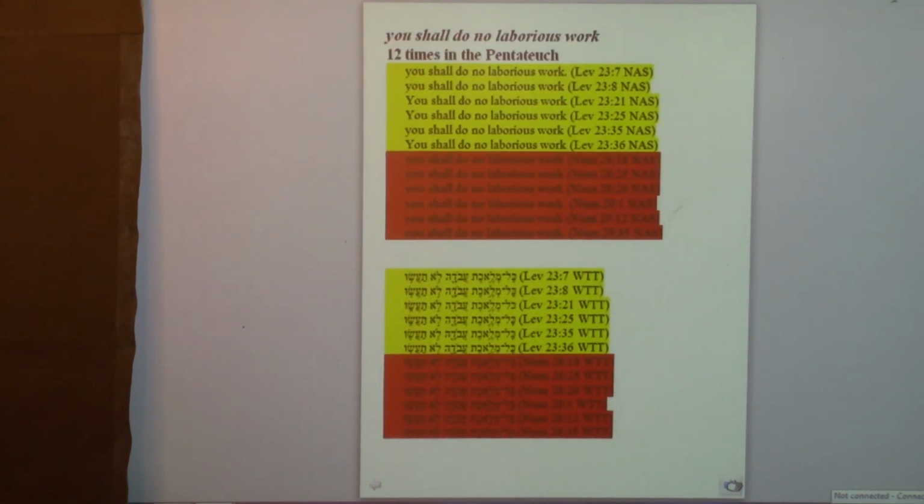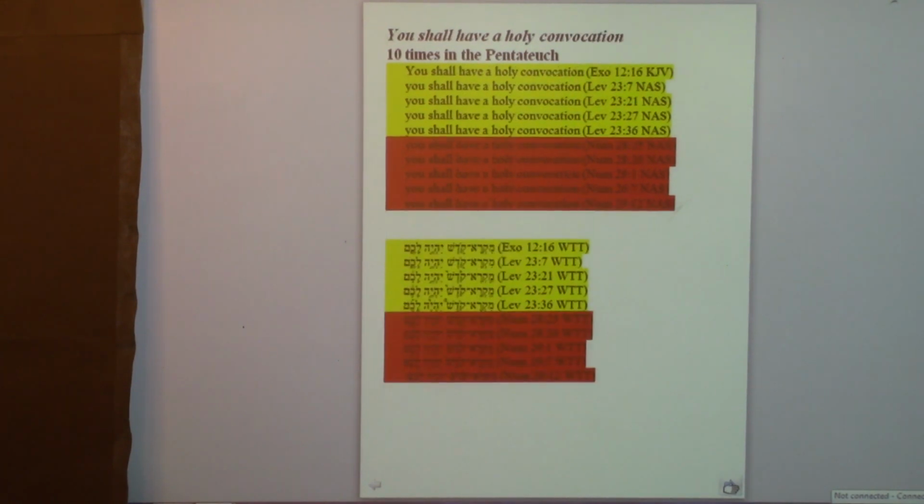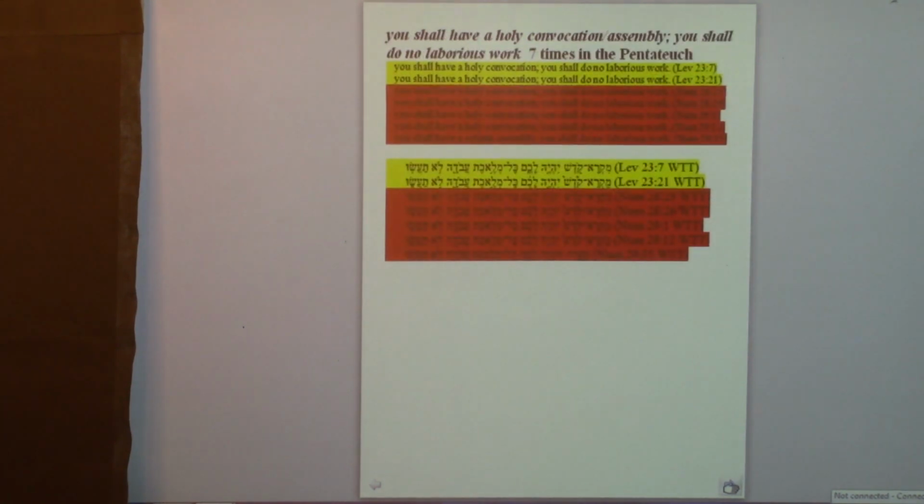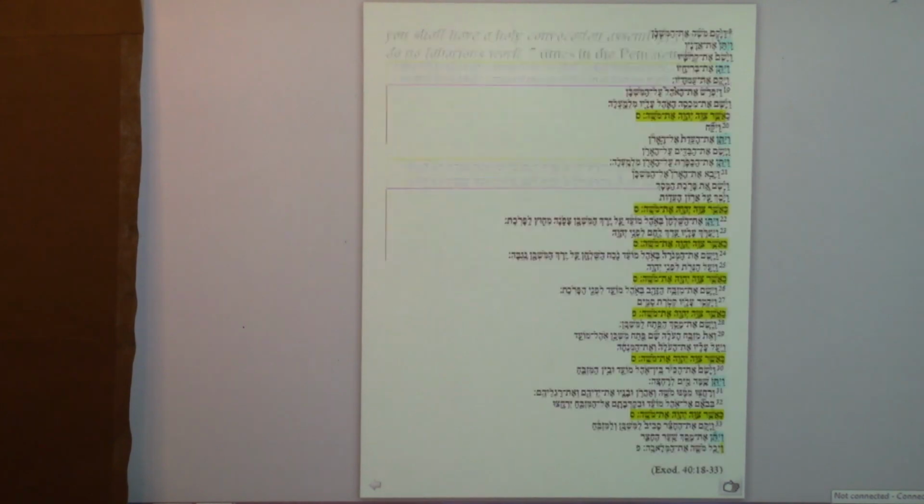You shall do no laborious work, 12 times. Look at the redactor supposedly contributing that. That's absurd. You shall have a holy convocation, 10 times. Again, the redactor involved. Ridiculous. You shall have a holy convocation or assembly. You shall do no laborious work. In other words, those two phrases put together we just looked at, they appear together exactly 7 times.